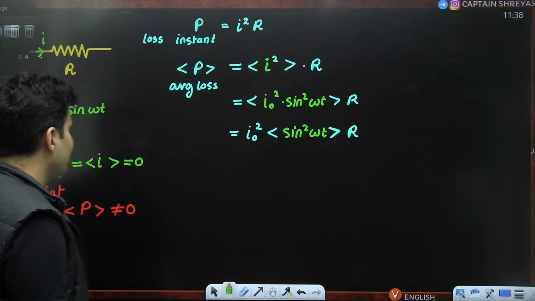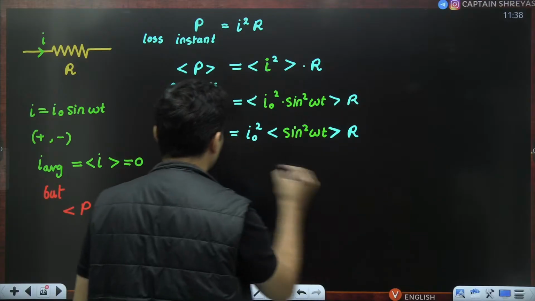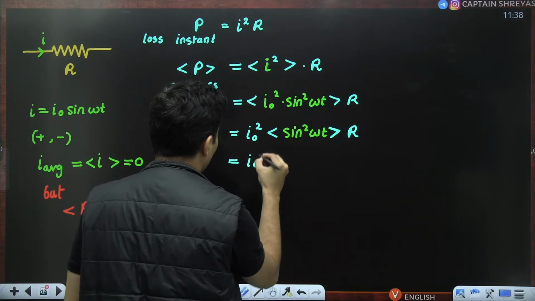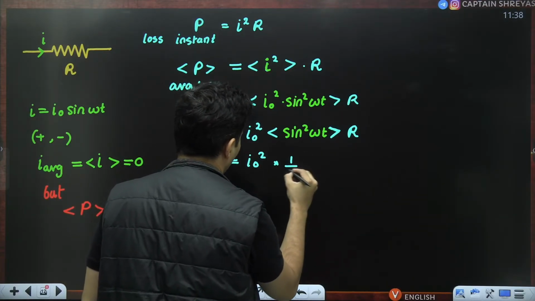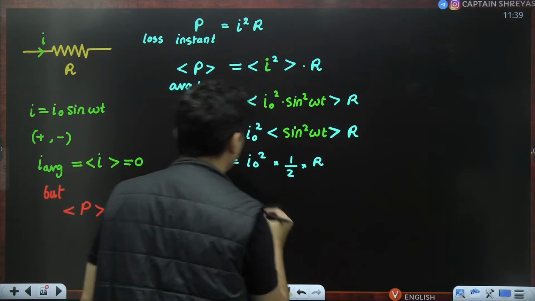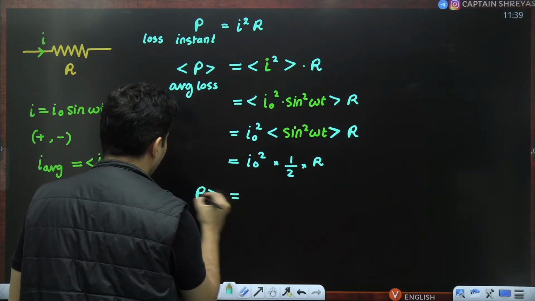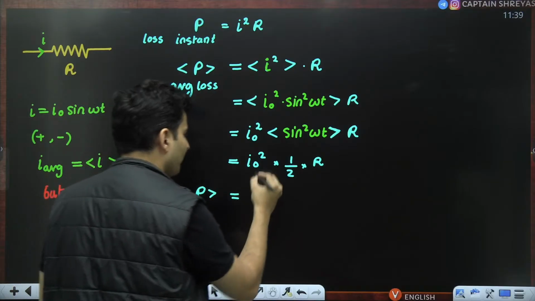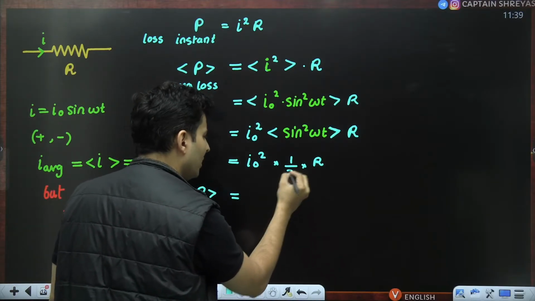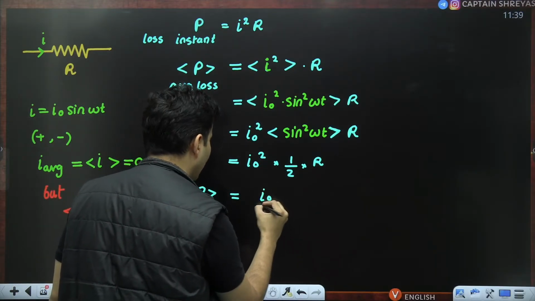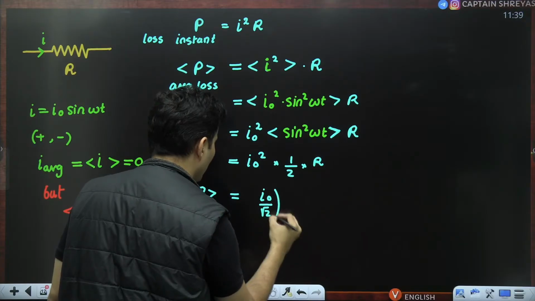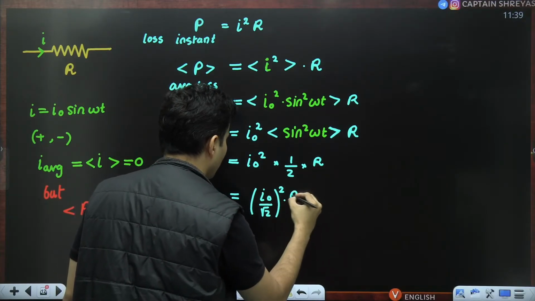So that is the reason why I can just put over here this as I naught square multiplied by half multiplied by R. But I do not like this. I like this average power in a special way, I square R. I don't like this number 2. How about writing it as I naught by root 2 whole square multiplied by R.